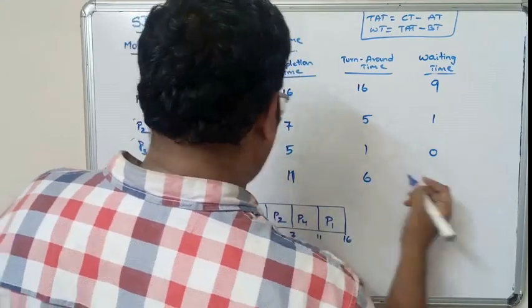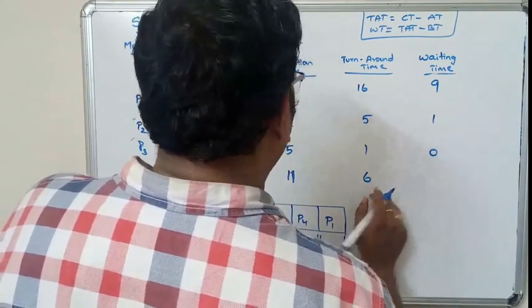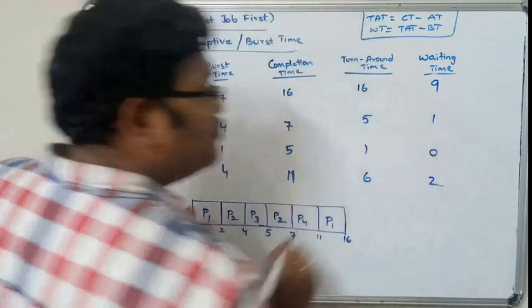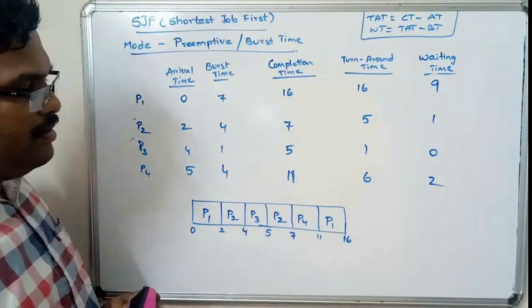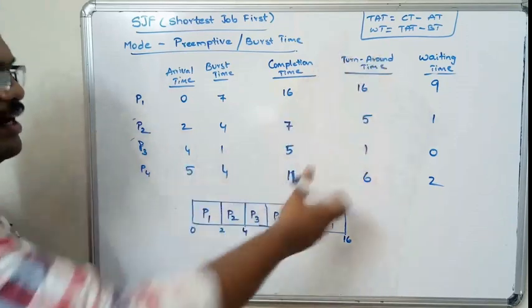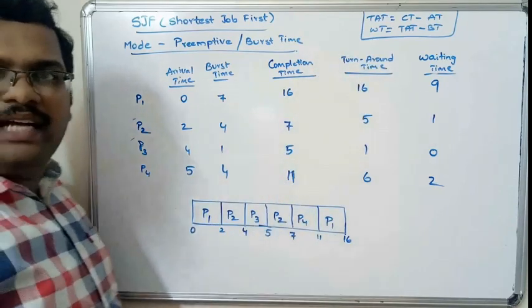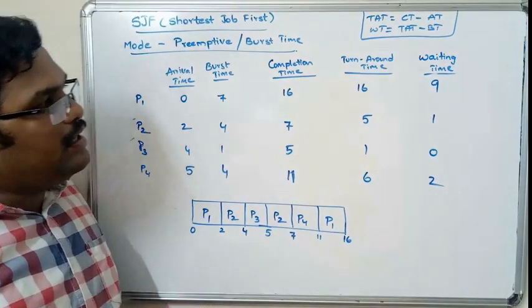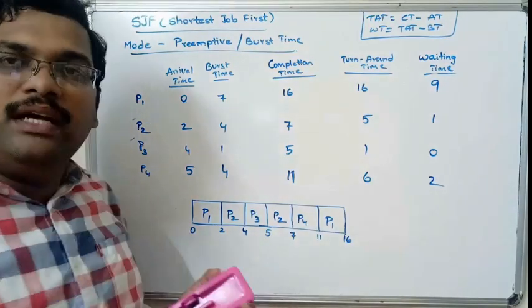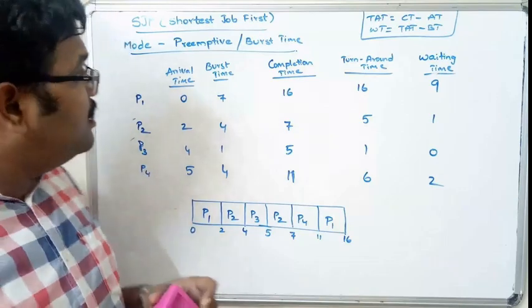Right? So 6 minus 4, 2. Hope you understood this one, right? So the waiting time can be calculated by using this Gantt chart also, right? So anything is right. In the next session, we will move on to another scheduling algorithm.